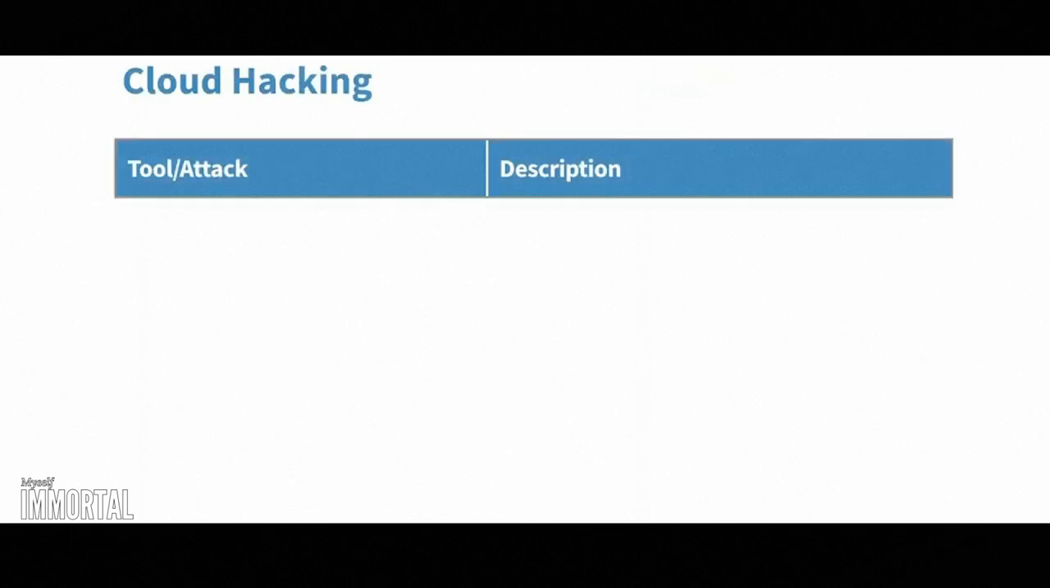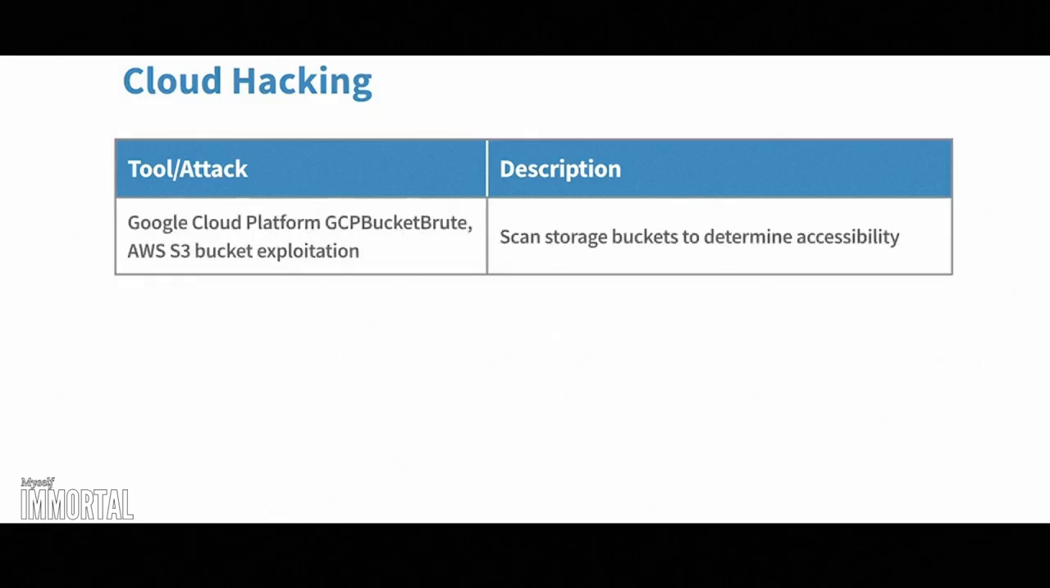Now, there are a number of different cloud hacking techniques and tools. Let's take a look at a couple of them here. Google Cloud Platform GCP Bucket Brute, and also the AWS S3 Bucket Exploitation Tool. These are tools that are designed to attack cloud-based storage. A cloud-based bucket is a storage location for files. So these are designed to scan storage buckets to determine how accessible they are. For example, in AWS, you can set an S3 to be publicly accessible. And what that means is that people don't have to authenticate to get to the contents. And so attackers can use tools to scan for these things, looking for these types of potential weaknesses.